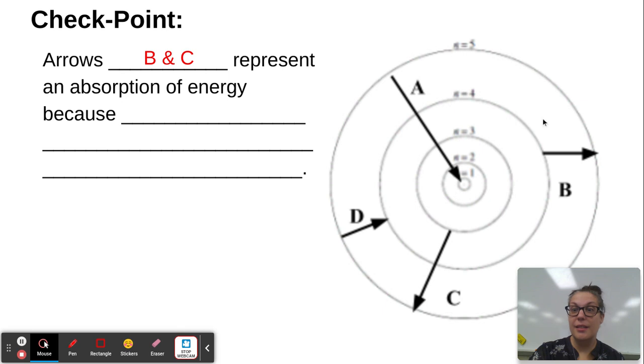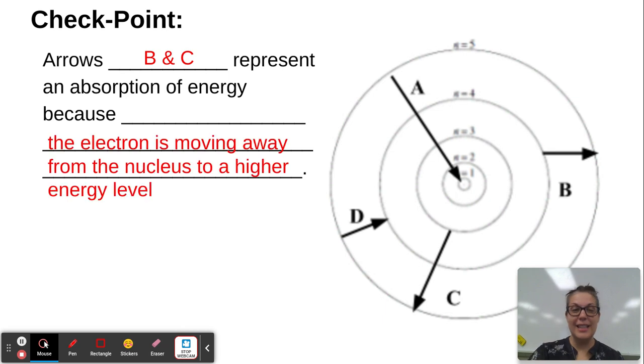Why? Think about it. Yes, exactly. Because the electrons are moving away from the nucleus to a higher energy level. So when you absorb, you jump away. When you see arrows moving away from the nucleus, that means it has taken in energy to jump higher.